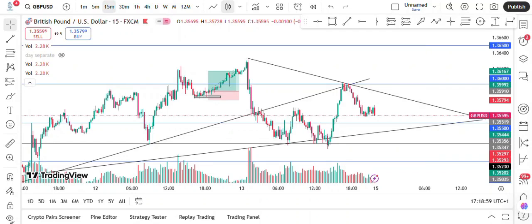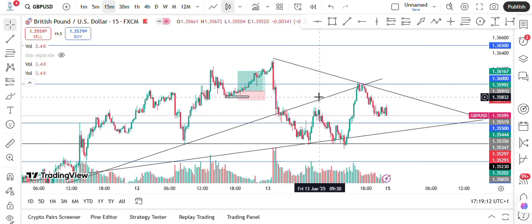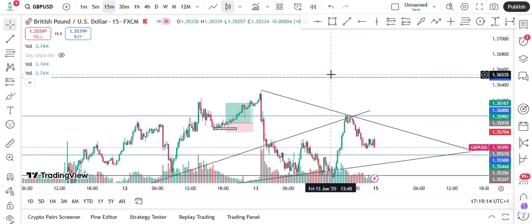So in this video I'll be showing you guys how to add psychological levels on your chart. So let's get straight into it. So this is my chart on GBP USD, pound dollar. So you can see all this, my psychological level. This is a psychological level, this.